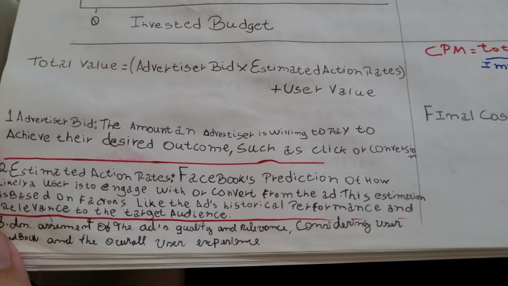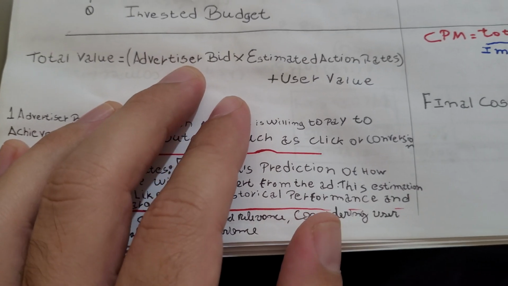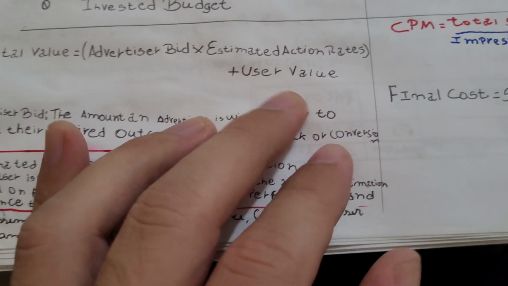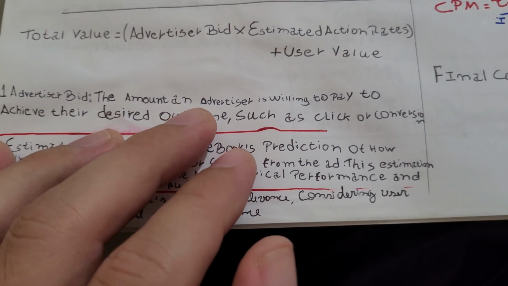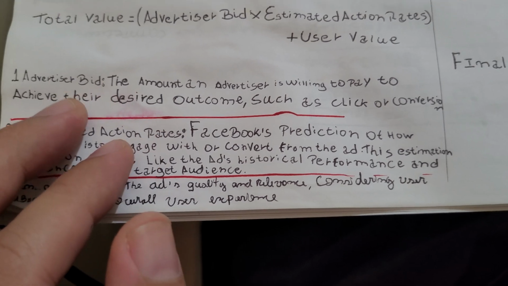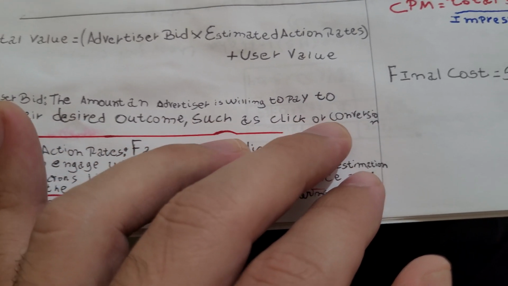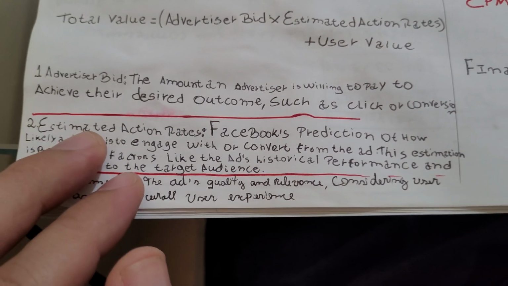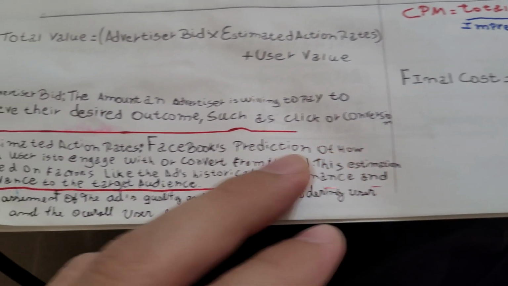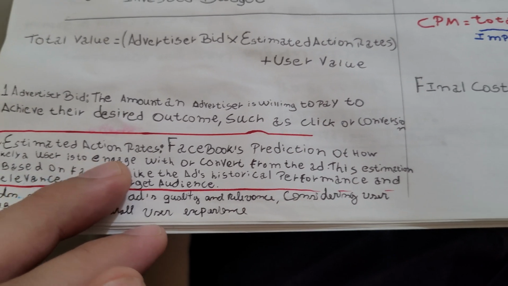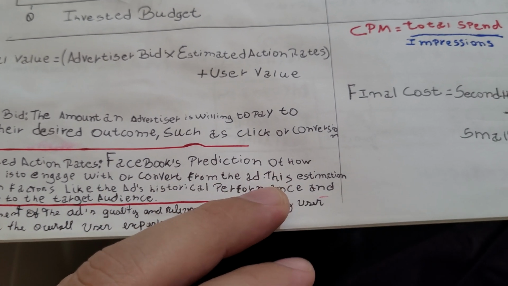So basically, this is the formula of total value, where you use advertiser bid, estimated action rates, plus user value. The advertiser bid is the amount an advertiser is willing to pay to achieve their desired outcome, such as a click or conversion. The estimated action rate is Facebook's prediction of how likely a user is to engage with or convert from the ads.